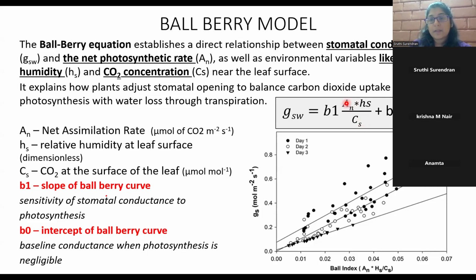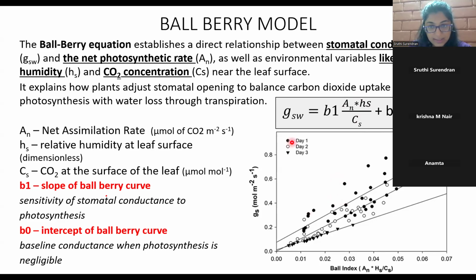So this term, the Ball-Berry index, is a product of AN into relative humidity at the surface of the leaf divided by the carbon dioxide concentration at the surface of the leaf. Now, suppose we are taking this Leica 6800 instrument that I had explained to you in the earlier classes and we are getting measurements of stomatal conductance and photosynthesis. From that, we will calculate this term AN into HS by CS and we will plot it in a graph like this.